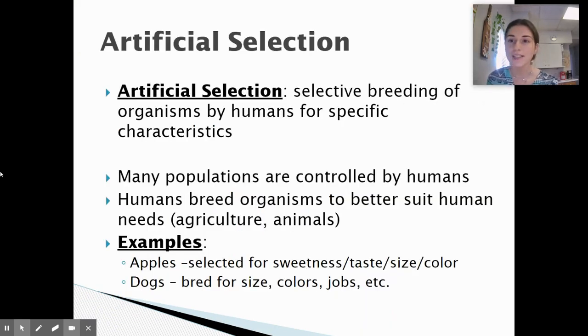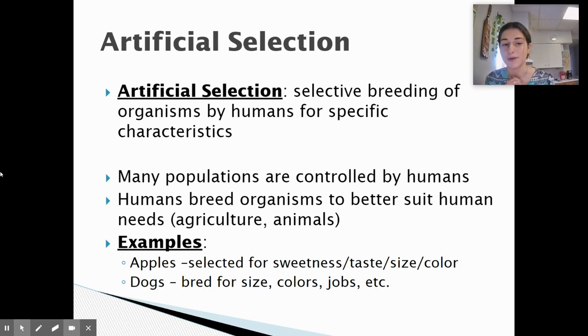Science is cool. All right, next we have artificial selection, which is selective breeding of organisms by humans for specific characteristics. So this is one of my favorite slides because we have some cute pictures. So many populations are controlled by humans. Again, as we saw from extinction, humans have a very big part in what happens in the world. So humans breed organisms to better suit human needs, either in agriculture or with animals. As we see, they breed them so they're better.